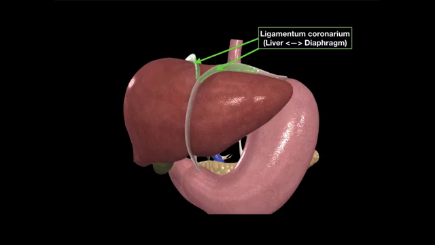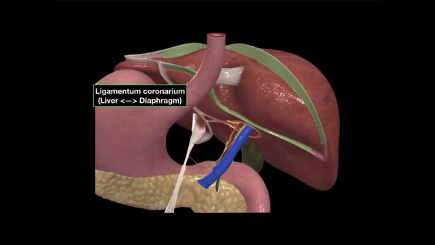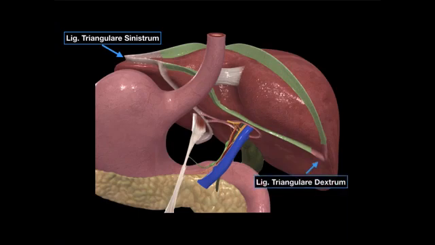And then again, just to remind you, here in the middle is the area nuda. You'll see the coronary ligaments surrounding it. So if you look at the liver superiorly, you'll see that the coronary ligament surrounds the area nuda. Alright, so there is one more ligament here called the ligamentum triangulare, the triangular ligament on either side. You can actually see that it looks triangular. So this is the left one, the ligamentum triangulare sinistrum, and then this is the right one, the ligamentum triangulare dextrum. Dextrum is right. So that was all the ligaments on the anterior superior side.